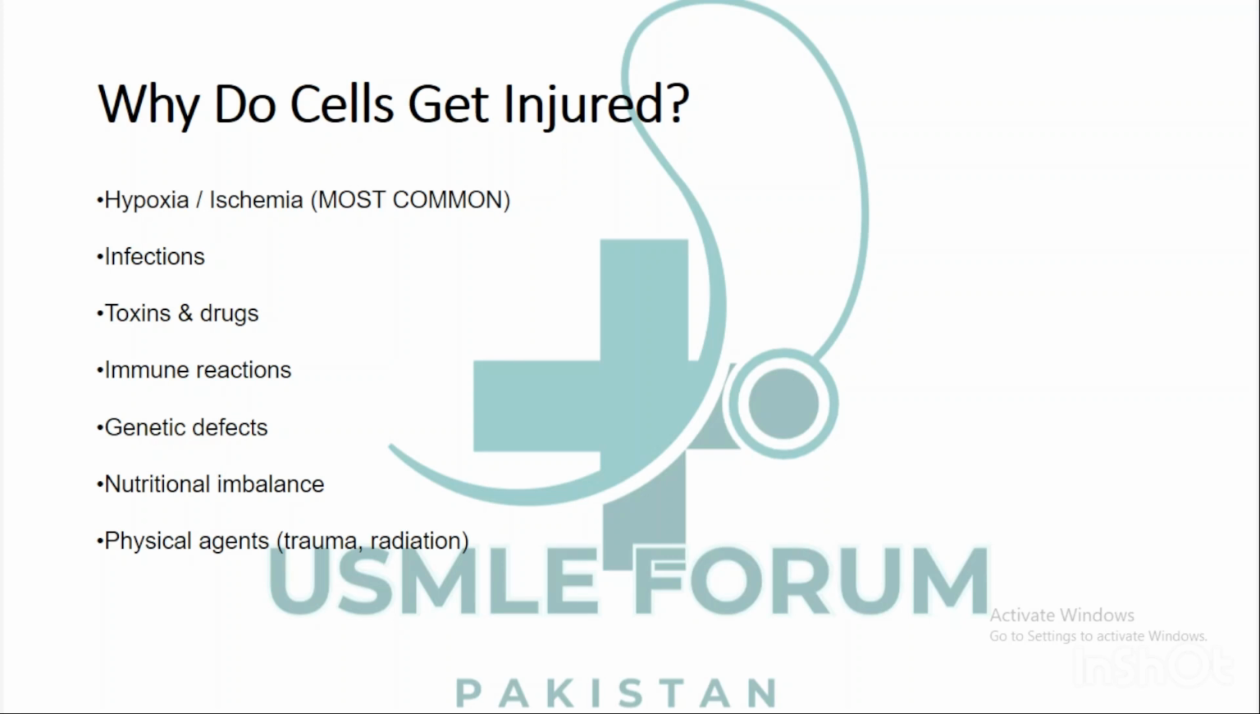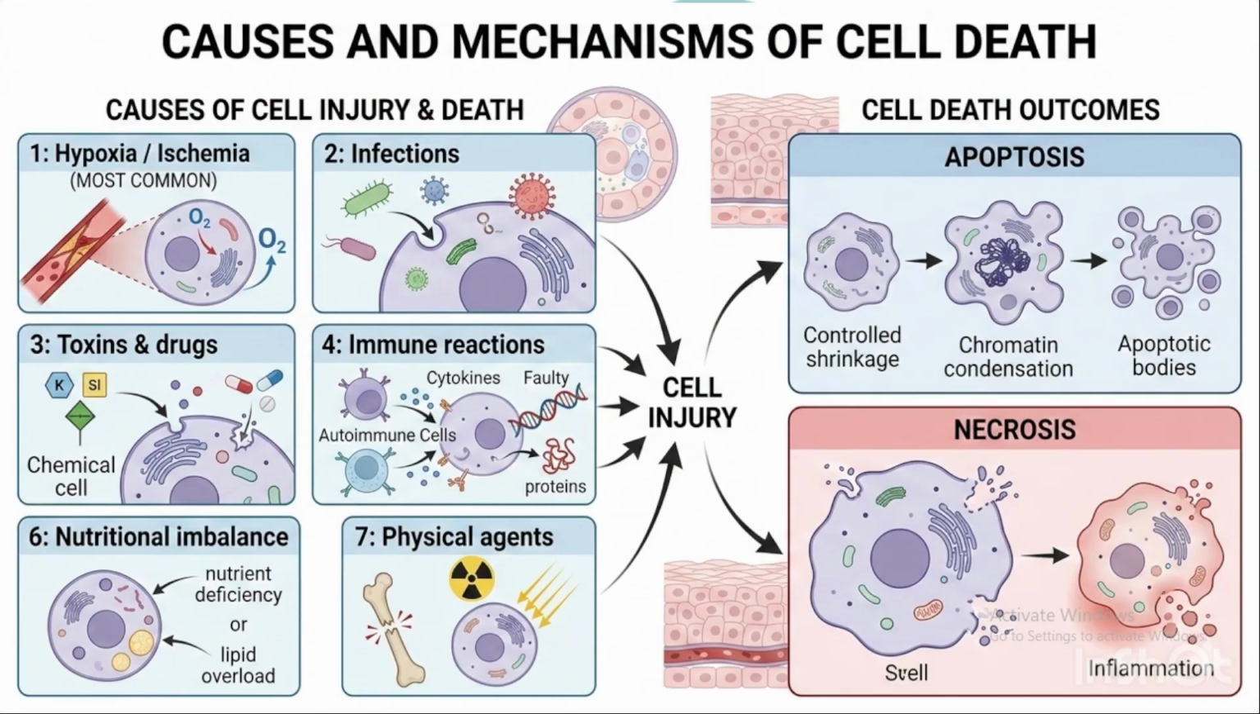Now, the major causes of cellular injury are mentioned here, and let me show you an illustration of that as well. Cellular injury can be due to hypoxia, which is the most common cause of cellular injury. It can be in the form of ischemia, and it can be as a result of toxin. It can be as a result of infection, immune reaction, nutritional imbalance, and physical trauma.